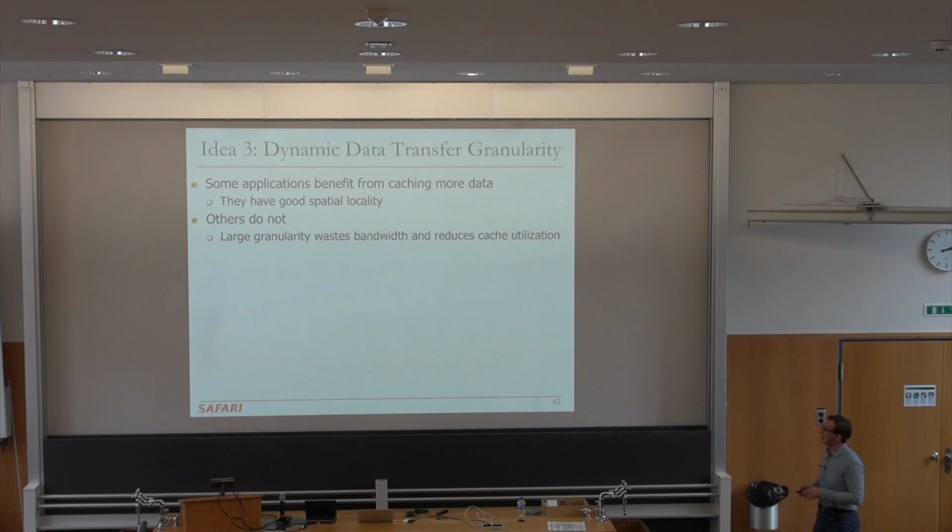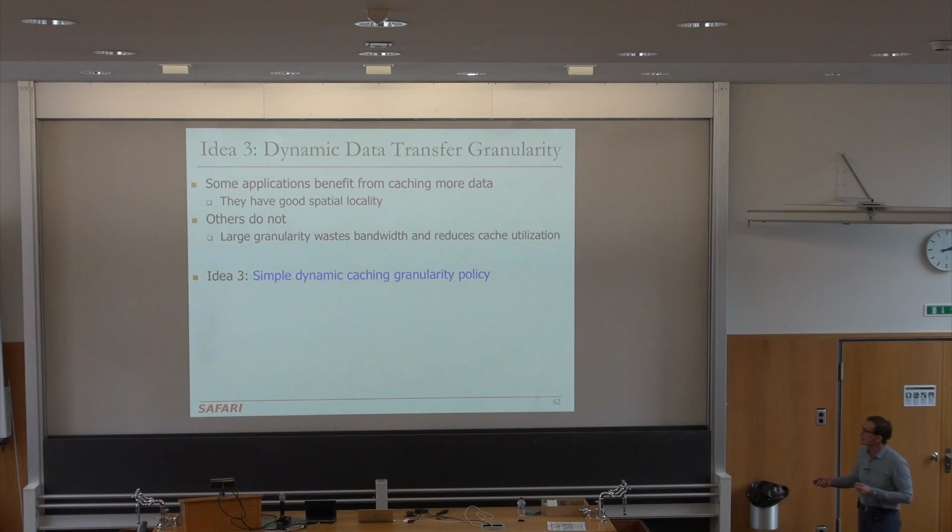Others do not, clearly. As a result, if you actually have large granularity, you waste bandwidth, and you actually reduce cache utilization also, because you're caching these huge 4 kilobyte pages, and the application is using only 8 bytes out of the 4 kilobyte pages, right? That doesn't sound good. If you have fixed granularity, you have no choice. If you have very good locality on those 8 bytes, you'll bring the entire 4 kilobytes because you have fixed granularity in your cache, right? That's why you shouldn't have fixed granularity in your cache.